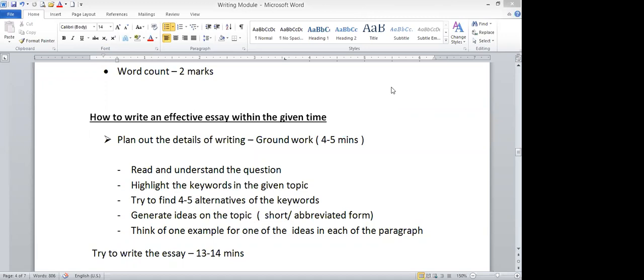But if you feel you want to take down the example, just write chunk words, not the entire sentence, because do not consume more than 4 to 5 minutes on groundwork. If this groundwork is done well, I can assure you that your writing will definitely be much better in terms of making sentences.